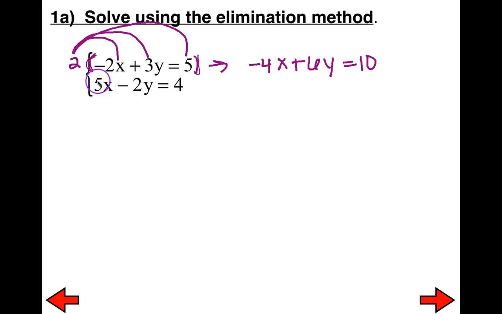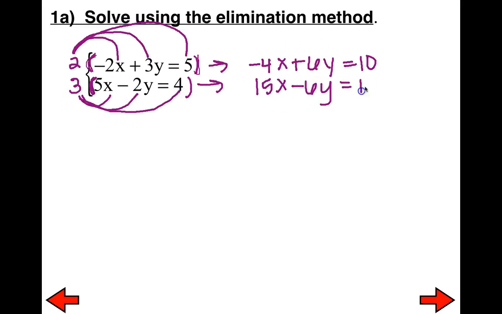So now looking at the next one, what am I going to have to do here? Well, again, if I'm wanting to eliminate the y's, I need to multiply this second equation by a 3, since I'm going for the lowest common multiple of 6. 3 times 5x is going to become a 15x. 3 times -2y would be -6y, which looks good because it will eliminate these. And then 3 times 4, which is a 12.